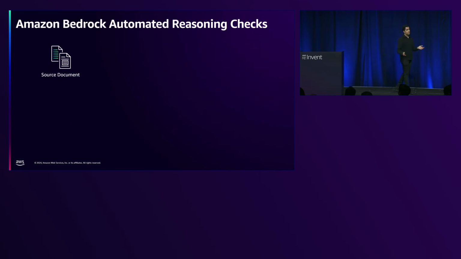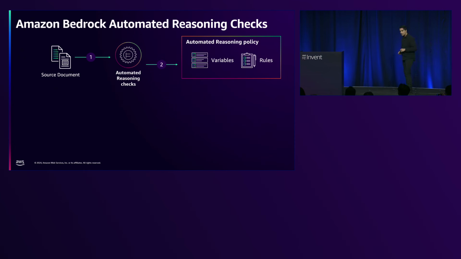The way to really think about automated reasoning is, for a lot of those folks who come from computer science or engineering backgrounds, think of these as deterministic or discrete mathematical checks, where if we have a source document, what we're going to do is send it to our automated reasoning service with a certain intent. So, hey, use this document to generate the procedures for our leave. What automated reasoning will do is create an automated reasoning policy.